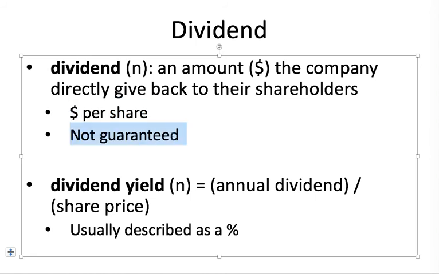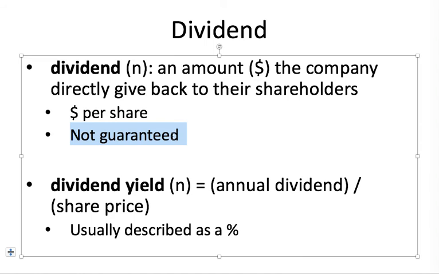A dividend is not guaranteed. A company does not have to actually give it to you. In fact, even if when you buy it the company is expecting and telling people that they're going to give $3 in dividends for the next year, at any time that company can just decide, nope, we're not going to do it. So a dividend is never guaranteed. However, there are lots of people who buy companies specifically for their dividend.